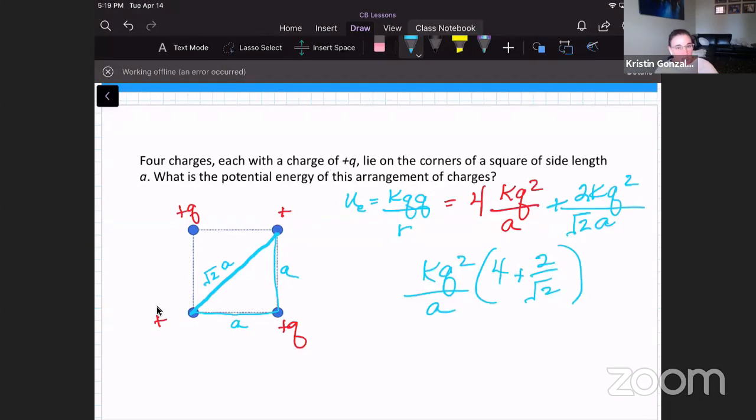So we want to look at those arrangements. We can look at each of those individual pairings to find the total potential energy of the arrangement. It's the same thing as when we had multiple masses and we were asking what the gravitational potential energy of those three masses was. We had to look at the gravitational potential energy of all of those different possible arrangements. We do the same thing here with the electric potential energy.